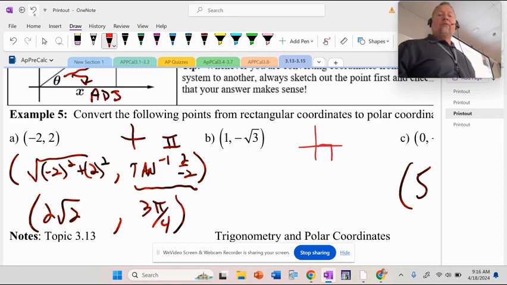All right. So 1, root 3. I would know what this is right away. What's opposite root 3? Pi over 6 or pi over 3? What's opposite root 3? How did I say this?